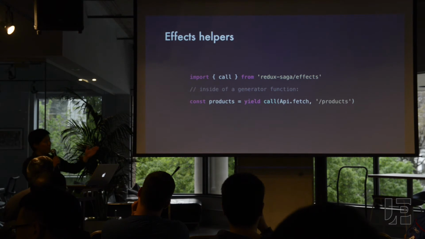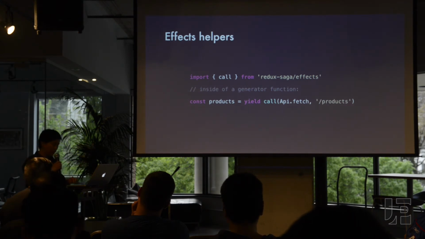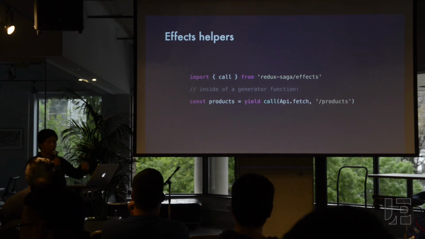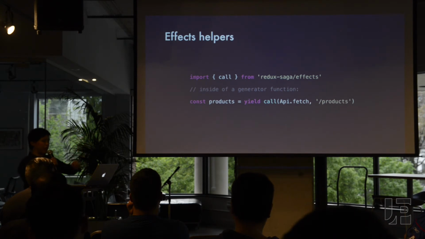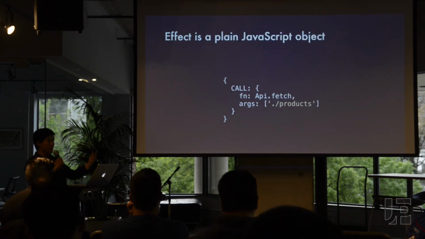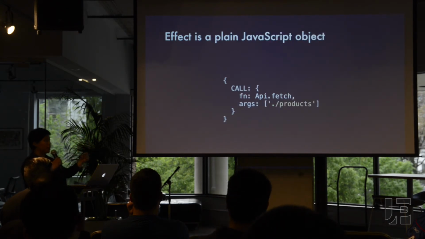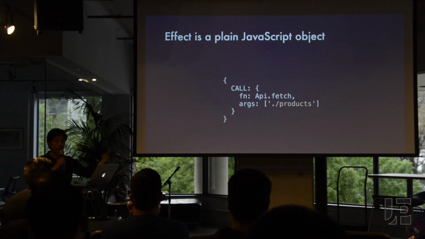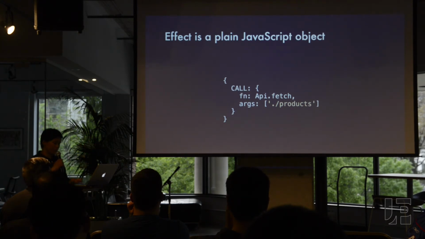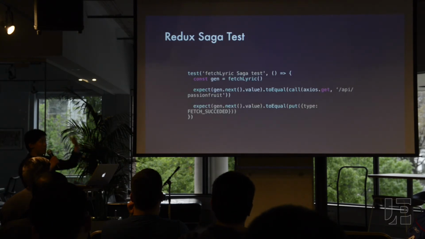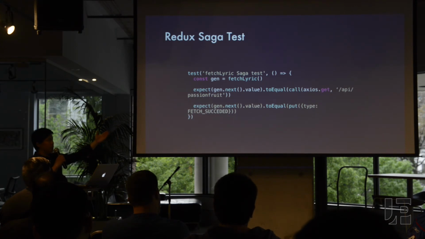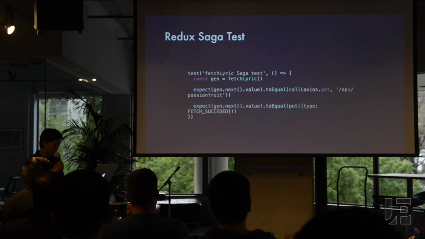Okay, so back to this effects helper, which is call. When you have a yield in a generator, it yields whatever that line is doing. And in this case, the effects helper is yielding an effect, which is just a plain JavaScript object. The best part of this is it's a very simple JavaScript object, so it's very simple to test for. You can just test it using toEqual, right? So this is an example test code for a basic API call.